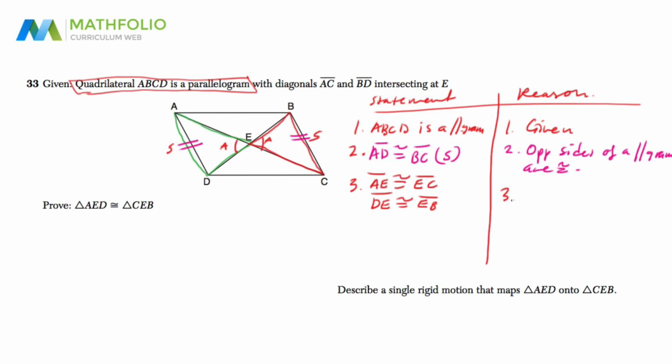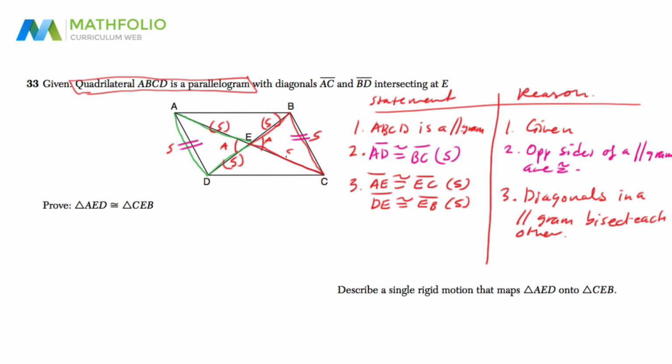And the reason that we can say this is because the diagonals in a parallelogram bisect each other. So this gives us another side. So we're saying that this side here equals this side here, and also this side here equals this side here. So even without these 2 angles being the same, we've got that these 2 triangles are congruent by side, side, side.